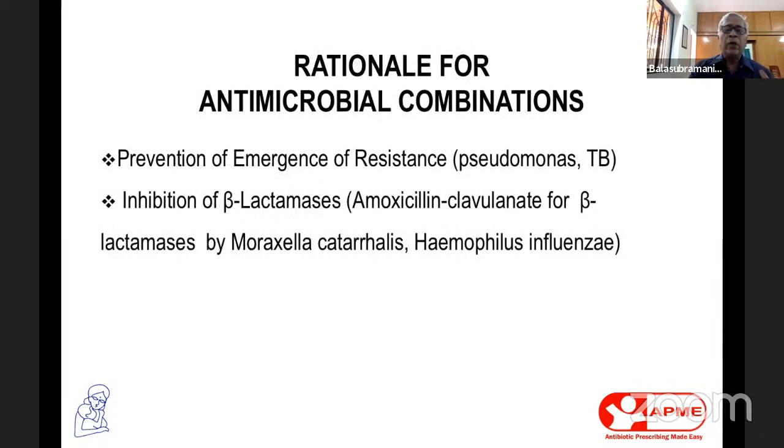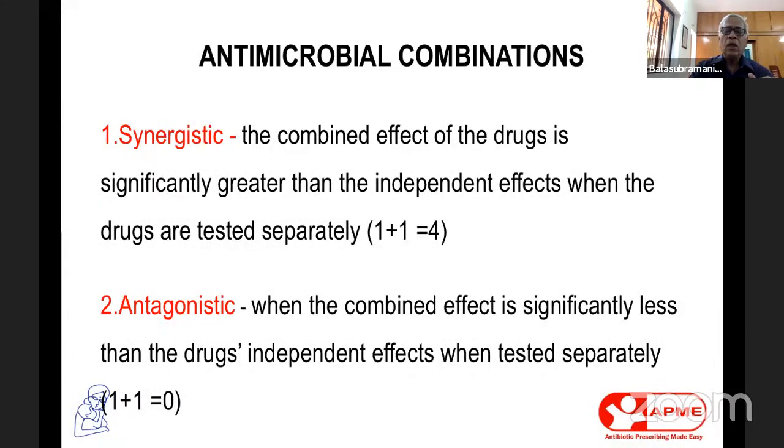Coming to antimicrobial combinations, why do you use them? You want to prevent resistance in TB, Pseudomonas. You want to inhibit beta-lactamase by using clavulanic acid, produced by Moraxella, H. influenzae or MSSA. The combinations, like political combinations, can be of several types.